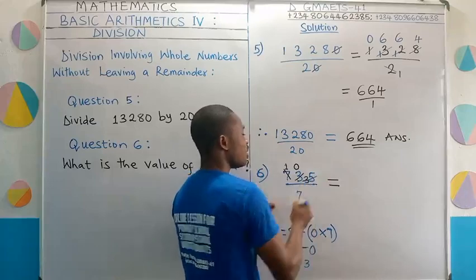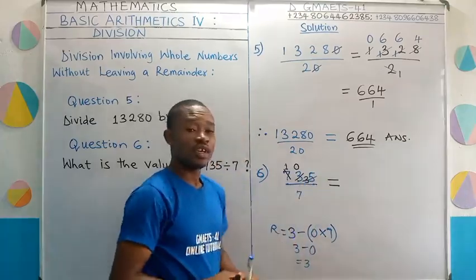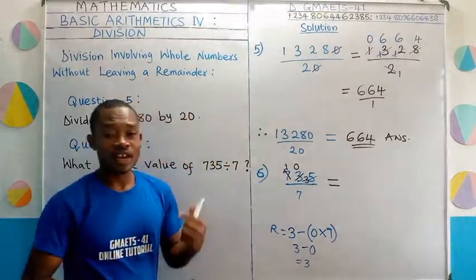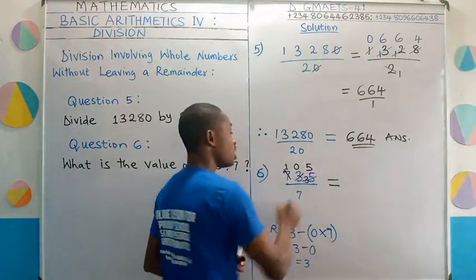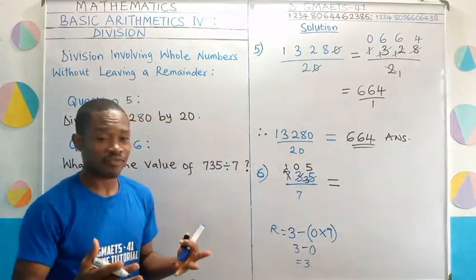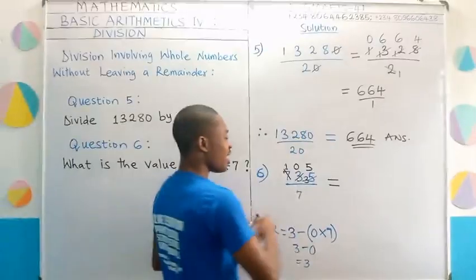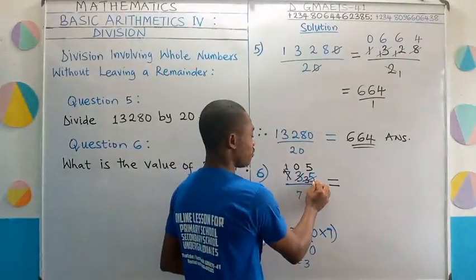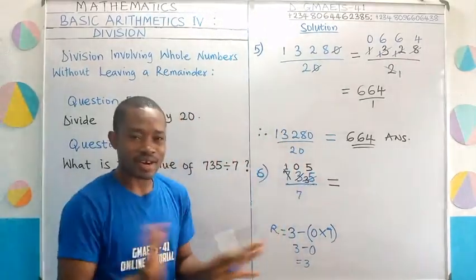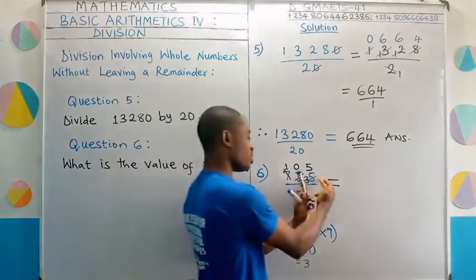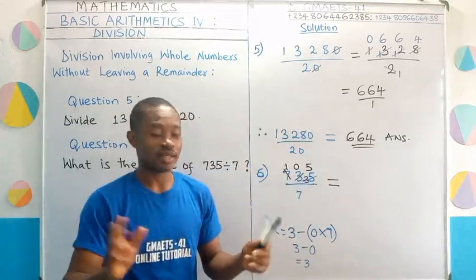So let me cancel this. 35 divided by 7. If you go to 7 times table, 35 divided by 7 is 5, because 5 times 7 will give you that 35. Now when I divided the last digit part, that is 35, by 7, I got 5 exactly. There was no remainder. The last division did not give us any remainder.